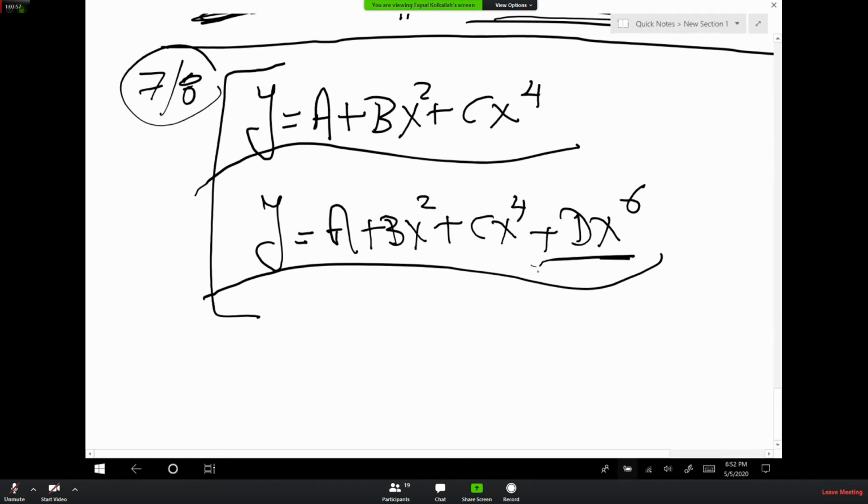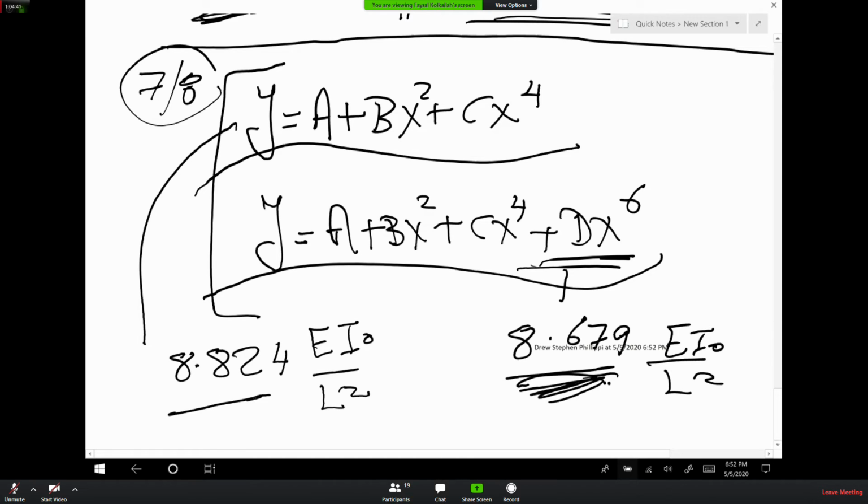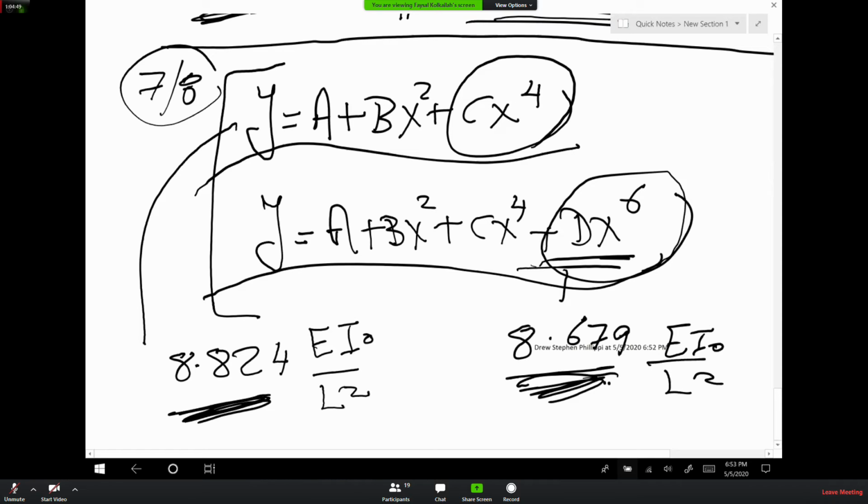Which one do you think is going to be more accurate? Is it this one because it has an extra term? The answer for this, if you practice, will be 8.824 EI0 over L squared. The answer for this will be 8.679 EI0 over L squared. So you see 8.679, 8.824. This is better than this because it has more terms. So every time you have more terms, your answer is more accurate than with fewer terms.